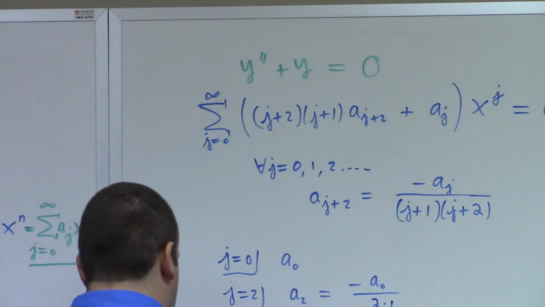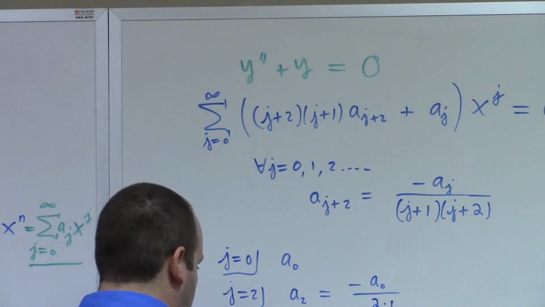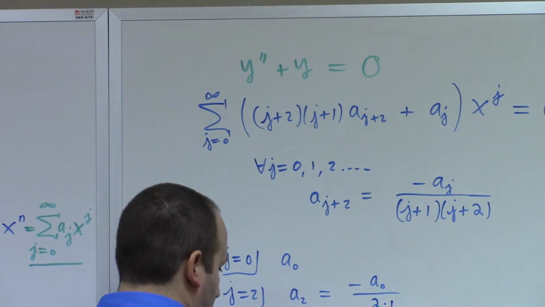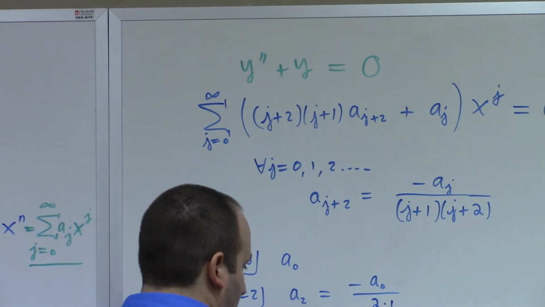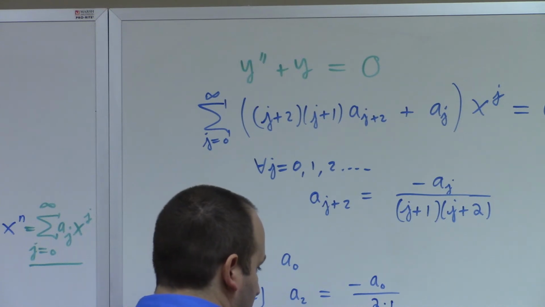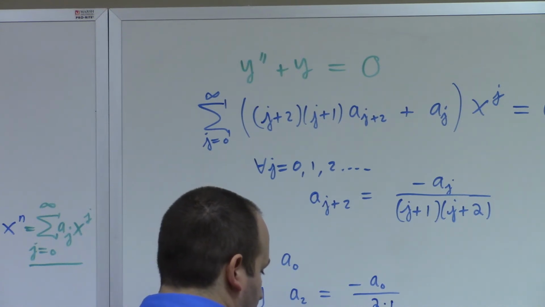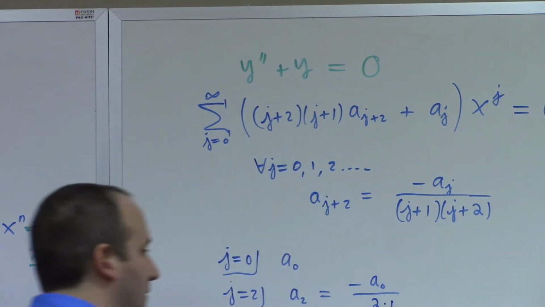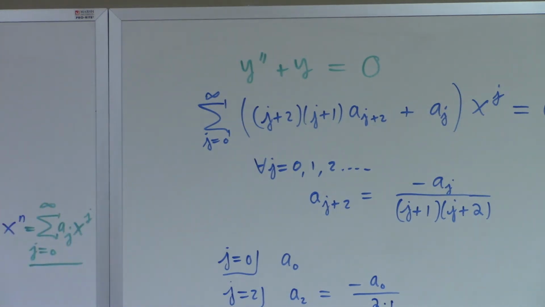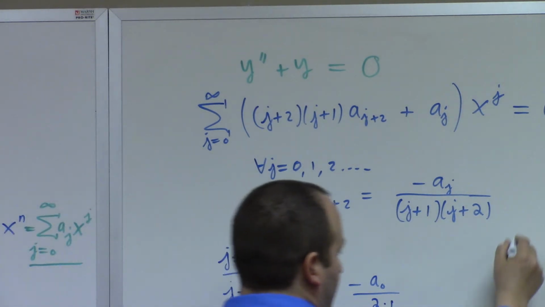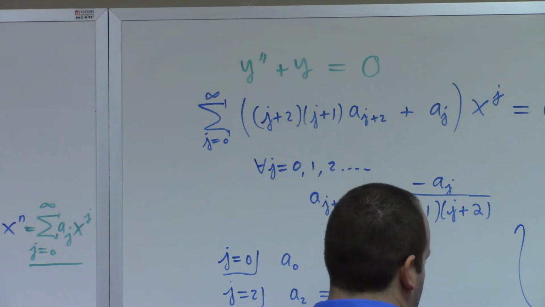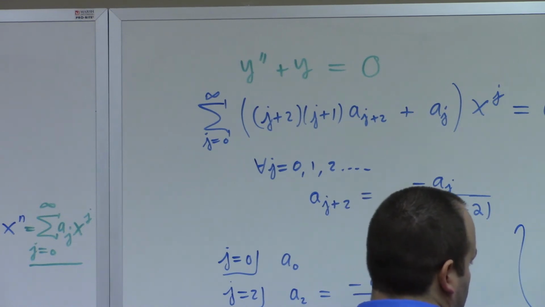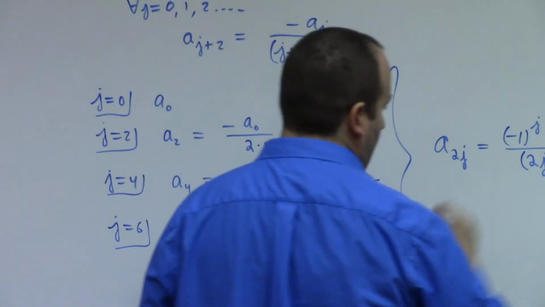j equals 6, what do we get? So you plug that back in, you get minus 1 cubed, a sub naught, over 6 times 5 times 4 times 3 times 2 times 1, right? This is differential equations. I'm not really looking for a proof as much as I'm looking for pattern recognition. So this is enough for you guys to see that a sub 2j is equal to minus 1 to the j times a sub naught over 2j factorial. If you want to prove it, you can use induction.